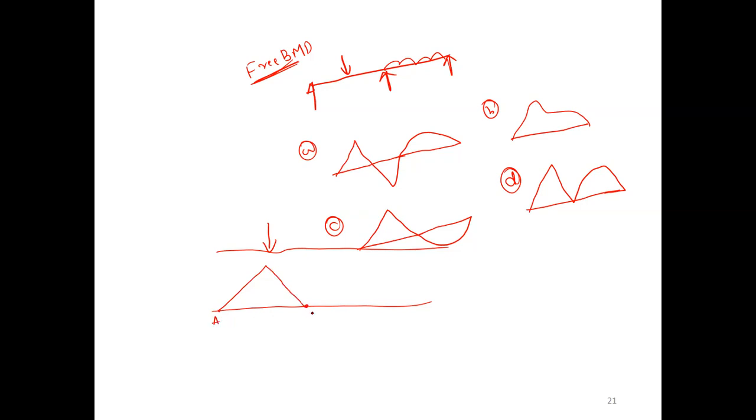This is point A and this is point B. From A to B, you are having point load, right? Next, B to C, what are you having? UDL. Therefore, what is the free BMD? For UDL, parabola. Which diagram is correct? See, D. This is triangle, parabola. So the correct answer is D.